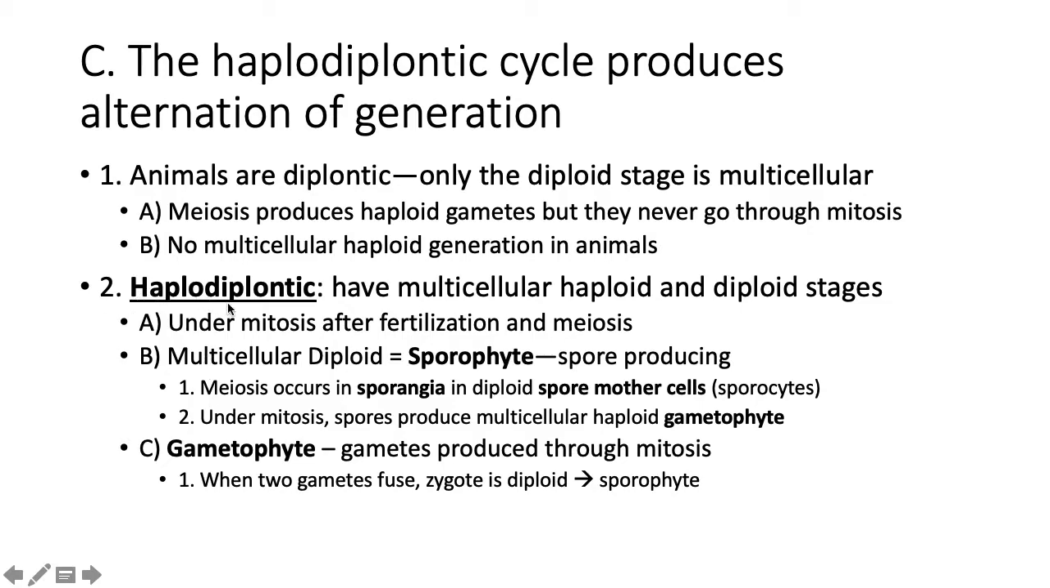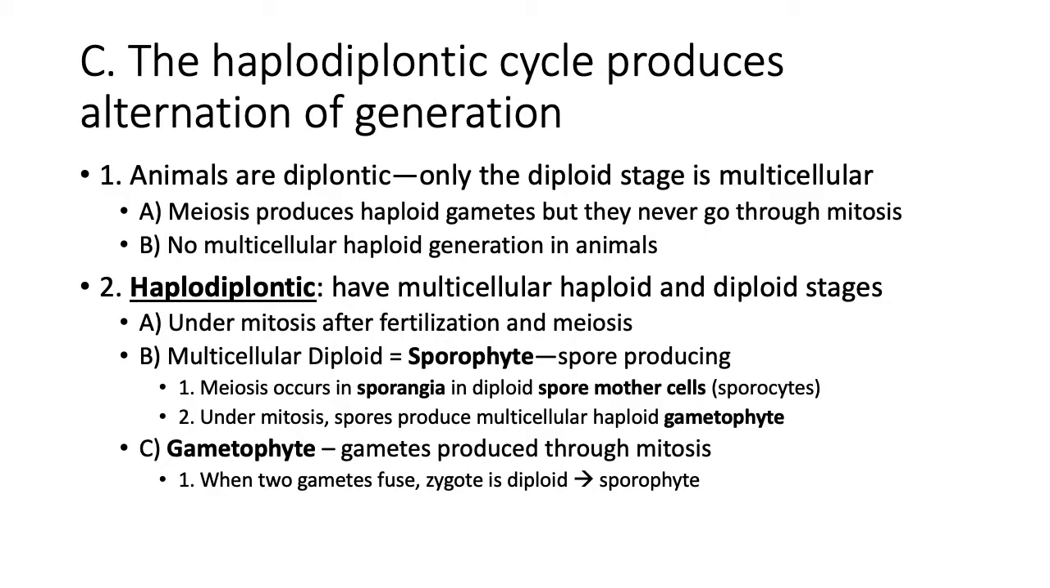So, haplodiplontic, that's how you say it. They have multicellular haploid and diploid stages. That means that mitosis occurs after fertilization and meiosis. So if we have fertilization, two gametes meet, it's diploid. That cell goes through multiple rounds of division to become multicellular.